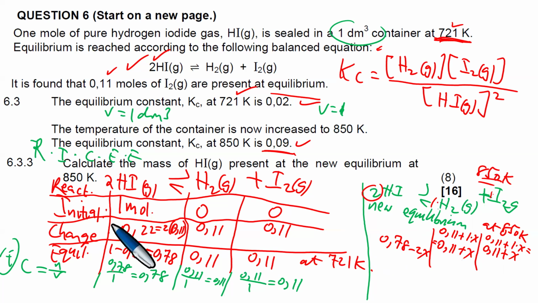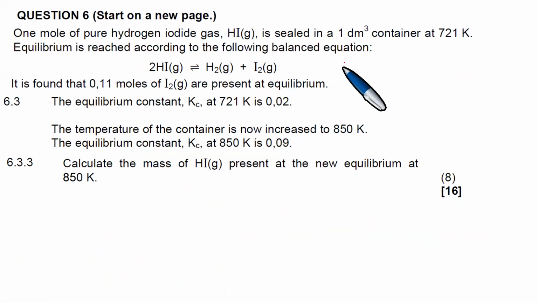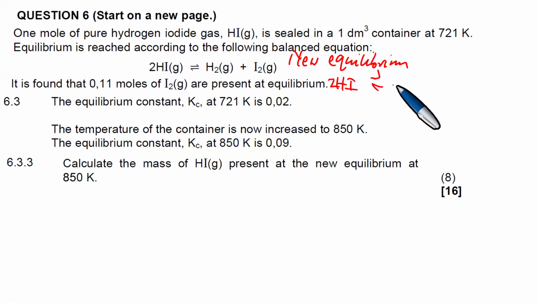Let's continue. So, in principle, what does this mean? It means that when we have the new equilibrium, we have the same sort of equation here. We have hydrogen iodide, 2 moles of it. But if we say 2 moles of hydrogen iodide, 1 mole of hydrogen, 1 mole of iodine, those are relative moles. 2 is to 1 is to 1, those are the mole ratios.